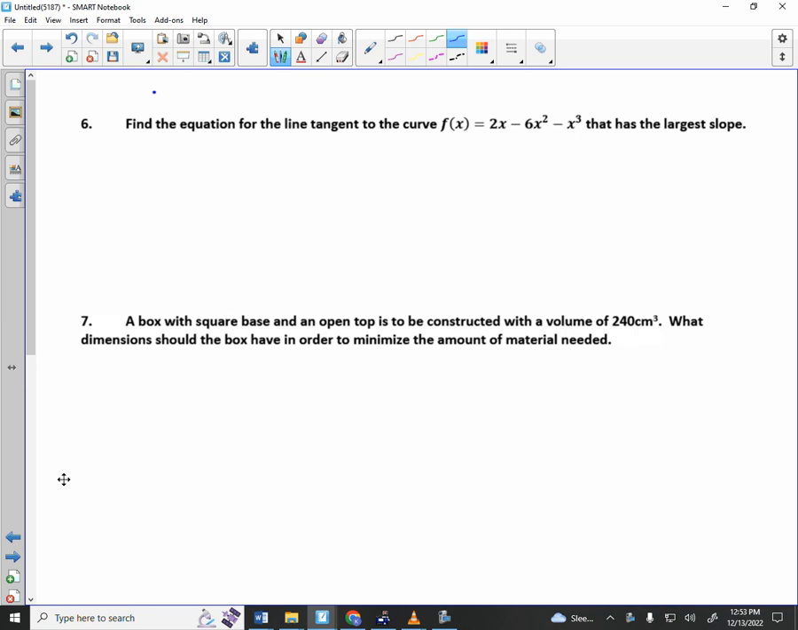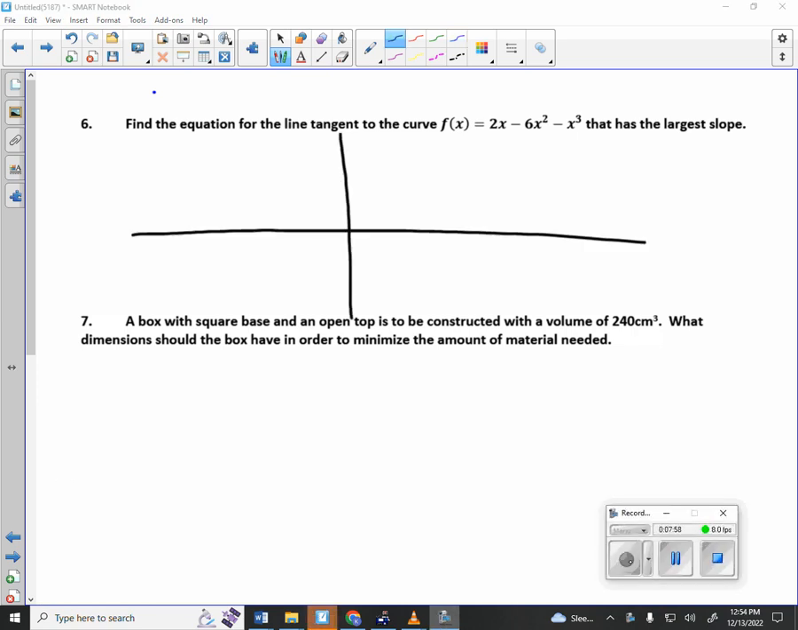Find the equation for a line tangent to this curve that has the largest slope. What I would like you to do is just see if you could draw the picture and try to make any sense of this problem before we start it. Go. Five, four, three, two, one, and we stop.